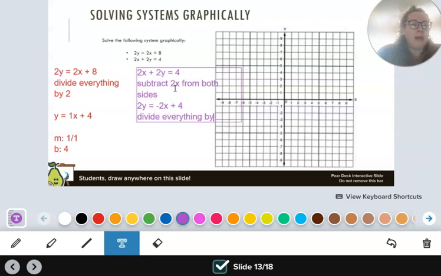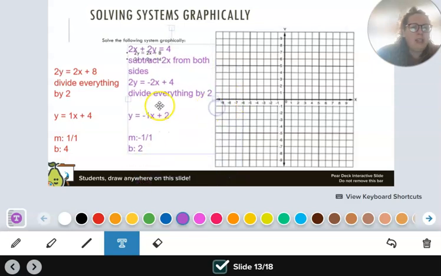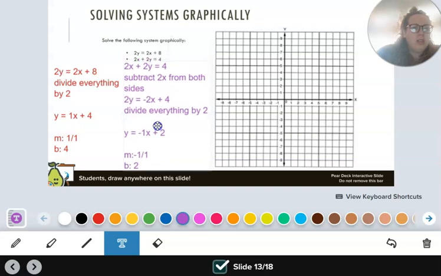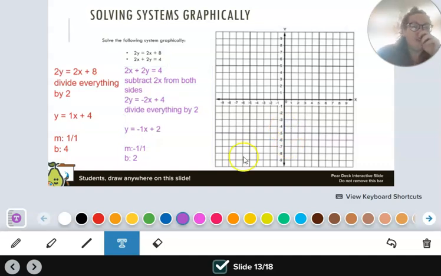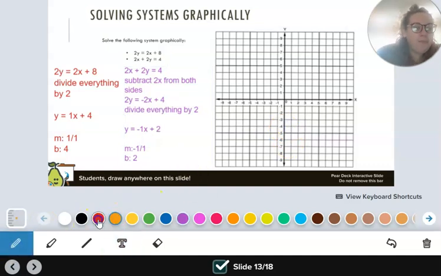Divide everything by 2. 2y divided by 2 is just y equals. -2 divided by 2 is a -1x, plus 4 divided by 2 is 2. So our slope is -1, or -1 over 1, and our y-intercept is 2. I always put it over 1, so that I remember to do rise over run when I'm graphing.